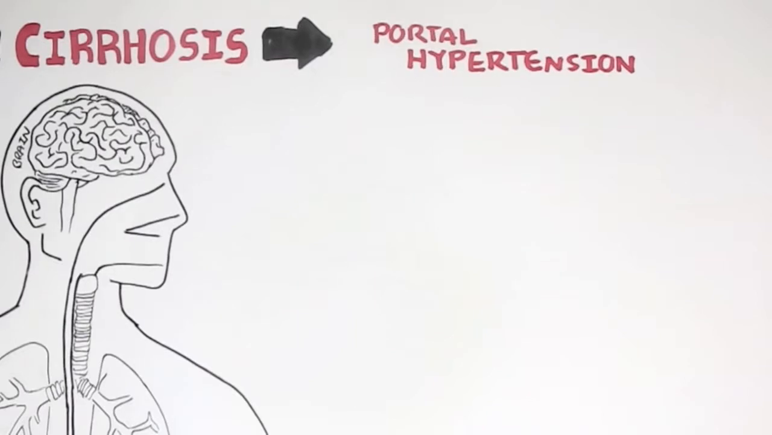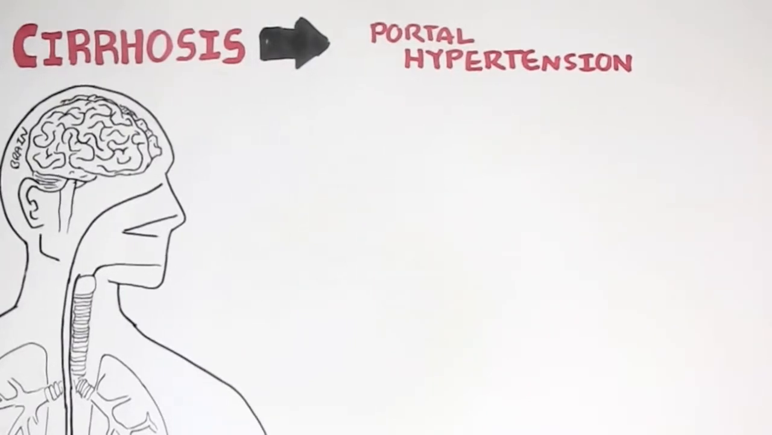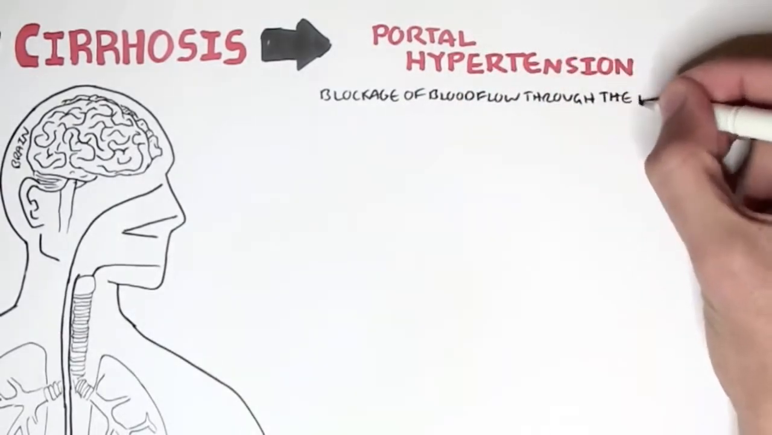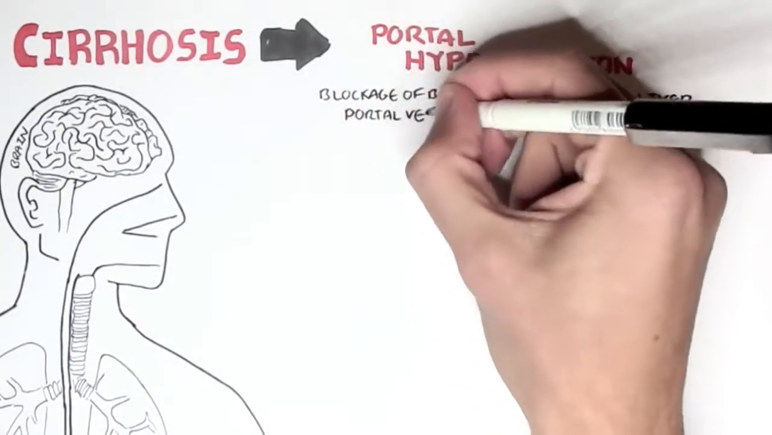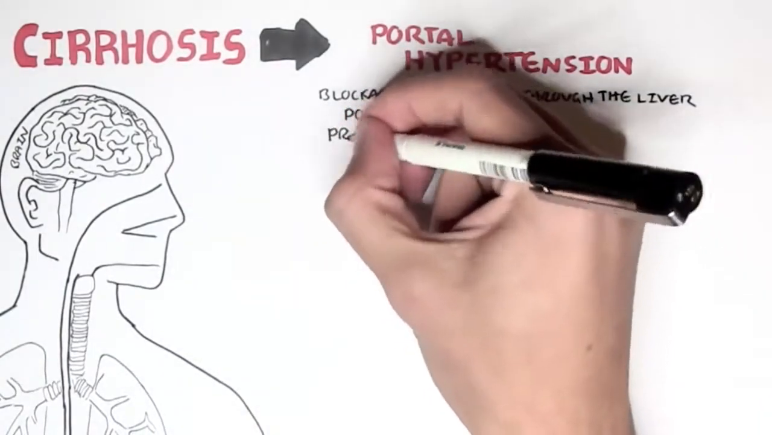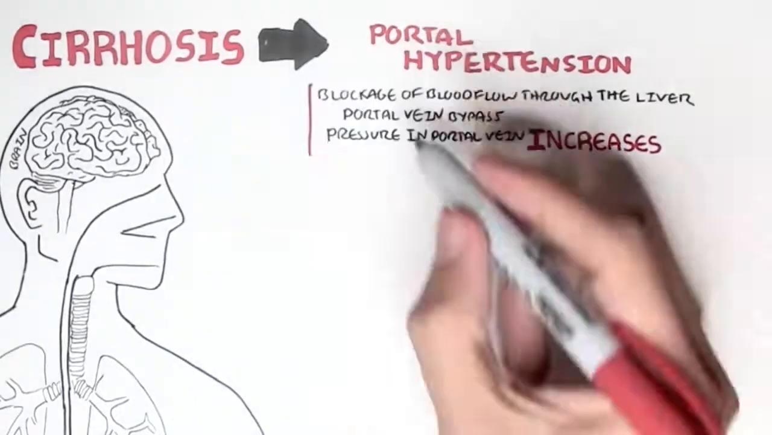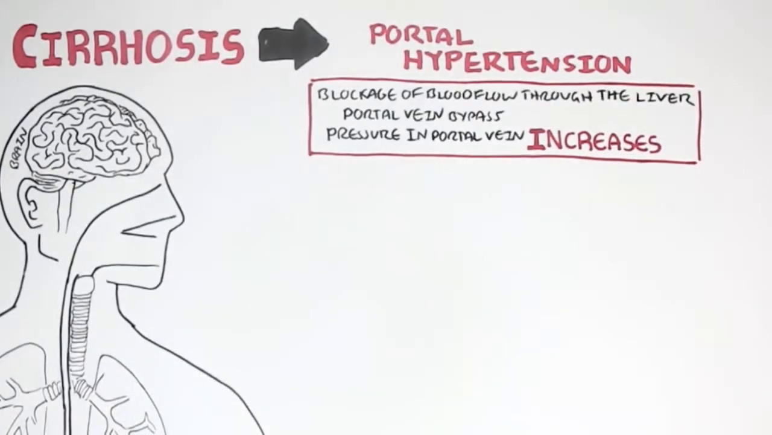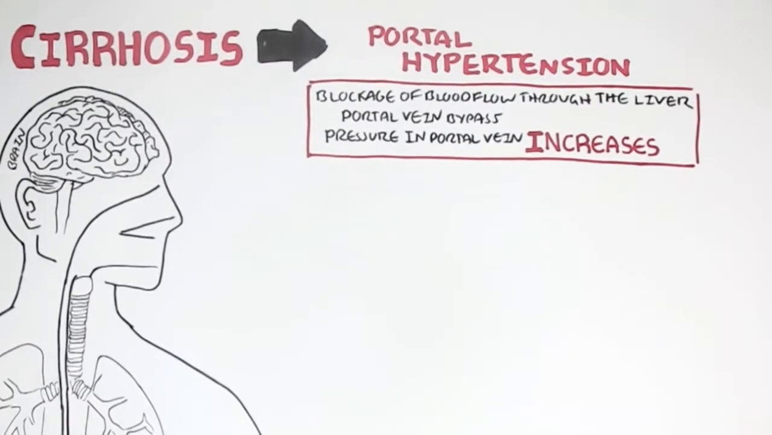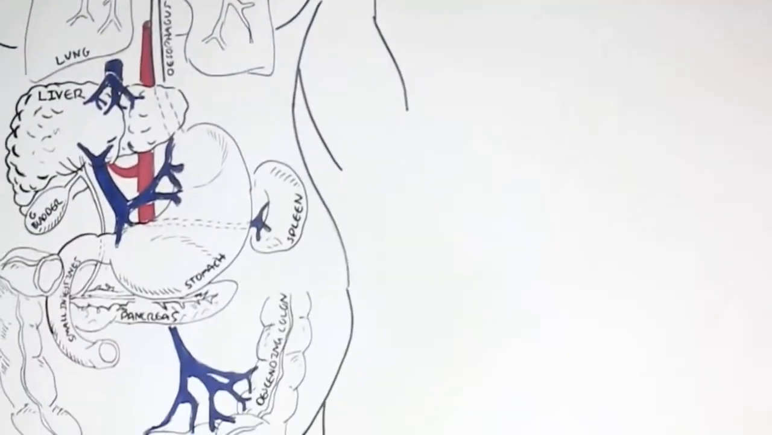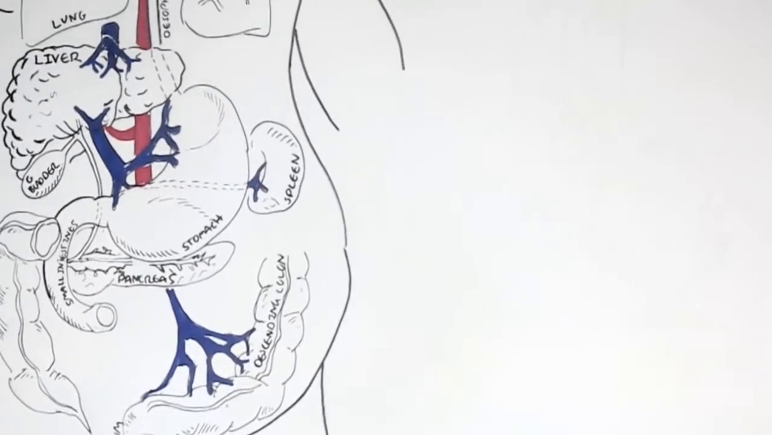Portal hypertension is where the fibrosis and scarring of the liver will lead to the blocking of blood flow through the liver. And so we will have a portal vein bypass. The pressure in the portal vein will increase because the blood cannot get through the liver and will result in blood flow going backwards essentially. I hope that makes sense. Let us zoom into the liver area and portal vein to understand more about the complications associated with portal hypertension due to liver cirrhosis.